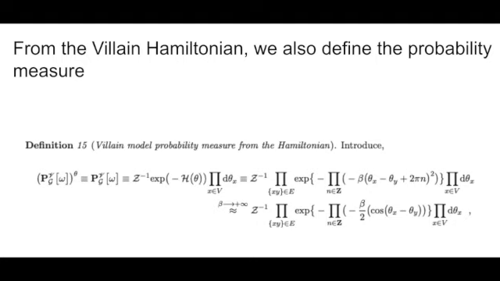And the Villain model can admit a different type of approximation from what's given to other models, because if we let the inverse temperature beta roughly approach plus infinity and become very large, then the exponential part that's in this Hamiltonian can be approximated with minus beta over 2 cosine of theta x minus theta y.